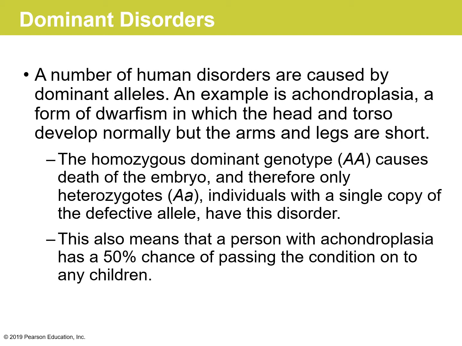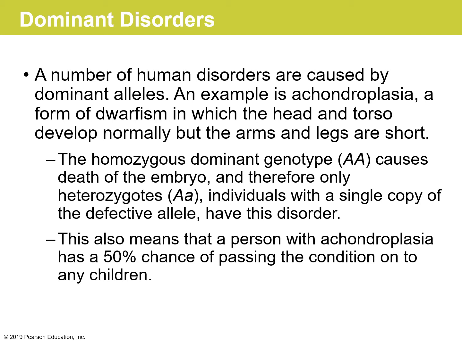Now, a few genetic disorders are actually caused by dominant alleles. An example is achondroplasia. This is a type of dwarfism in which the arms and the legs remain short, while the head and the torso develop normally. The homozygous dominant genotype, that means uppercase A, is lethal, and this causes death of the embryo. That means this child will never be born because this allelic combination is lethal.